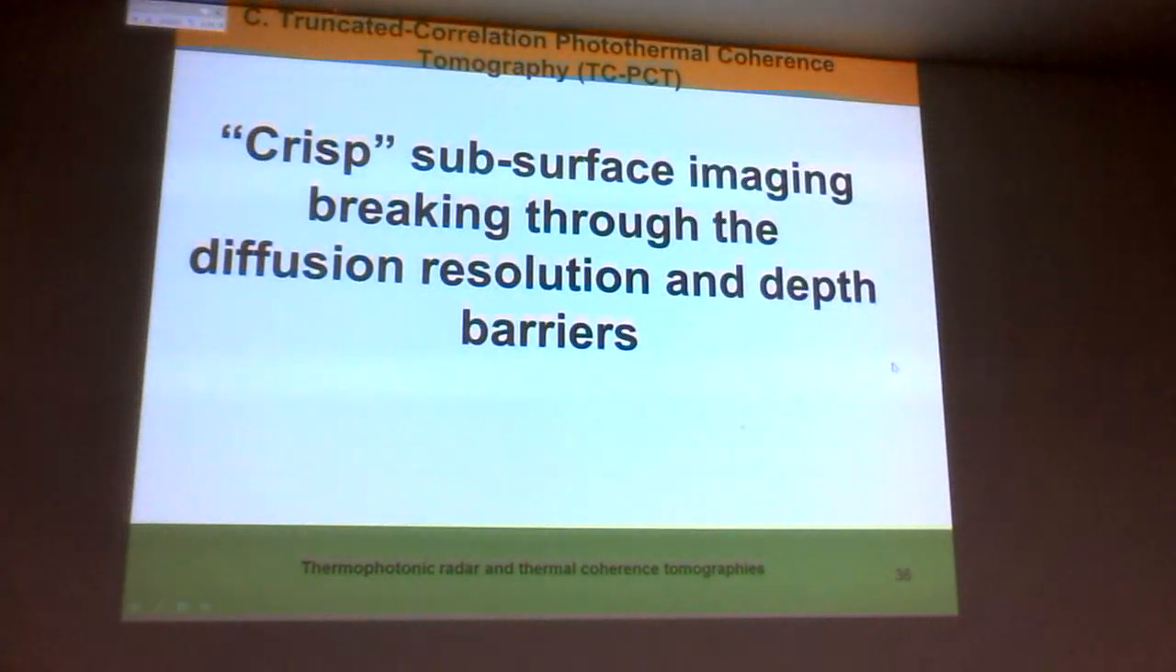Our answer is truncated correlation for the thermal coherence tomography. What this gives you is it basically localizes the heat at a particular depth, because you open up time windows in your cross correlation. So it gives you crisp imaging, breaking through the diffusion resolution of the depth barriers.